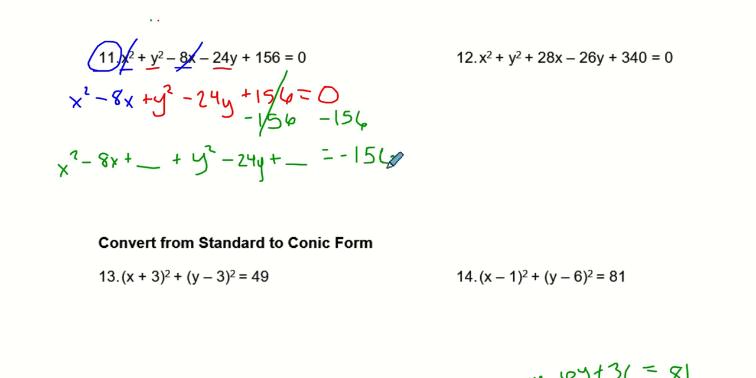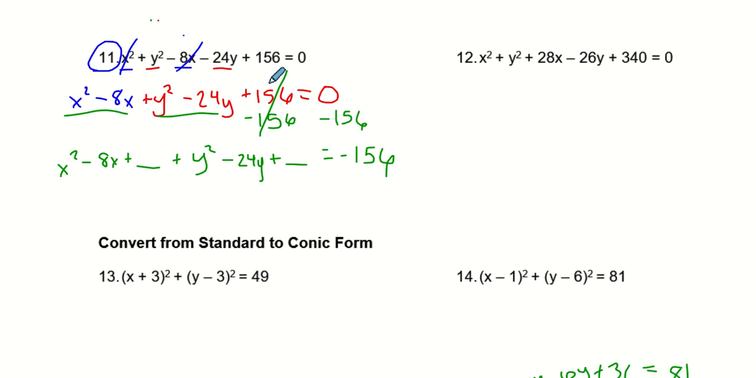Okay. So the reason I'm doing that is because when I'm going from conic form to standard form, I'm going to have to do what's called completing the square. I'm going to have to complete the square with the x stuff, and I'm also going to have to complete the square with the y stuff.